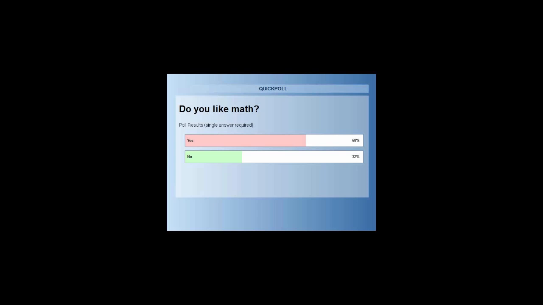There we go. 68% say yes, and 32% say no. So it's the exact same numbers that we had with who's good at math. Now, it may not have been the identical people, but pretty close to the same here.